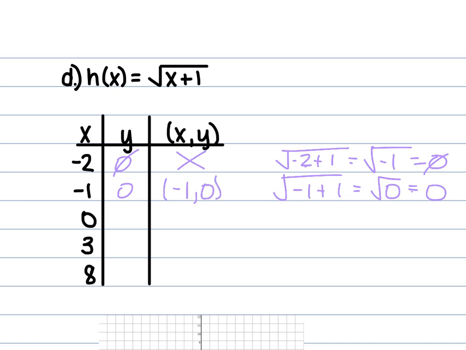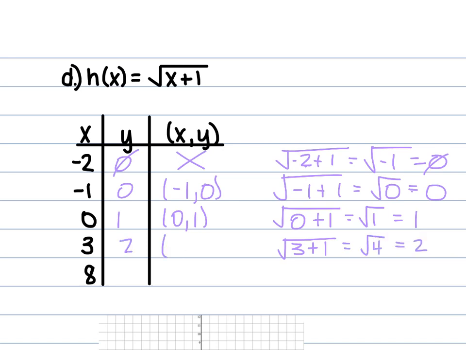For 0, we plug that into our radical. We have the square root of 0 plus 1. That's the square root of 1, which is 1. So that's the ordered pair 0, 1. For 3, we plug that in. We have the square root of 3 plus 1. That's the square root of 4, which is 2. So that's 3, 2. And then for 8, the square root of 8 plus 1, that's the square root of 9. That's 3. So that's the ordered pair 8, 3.